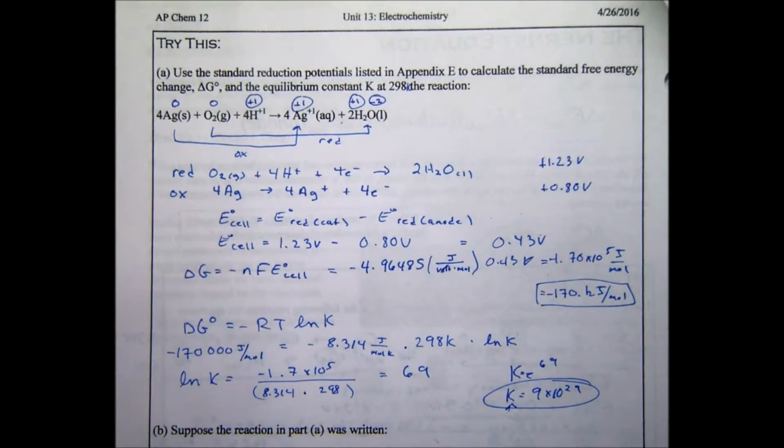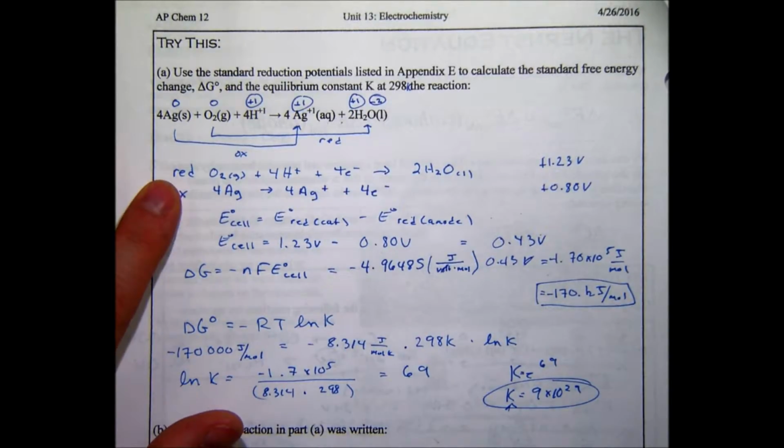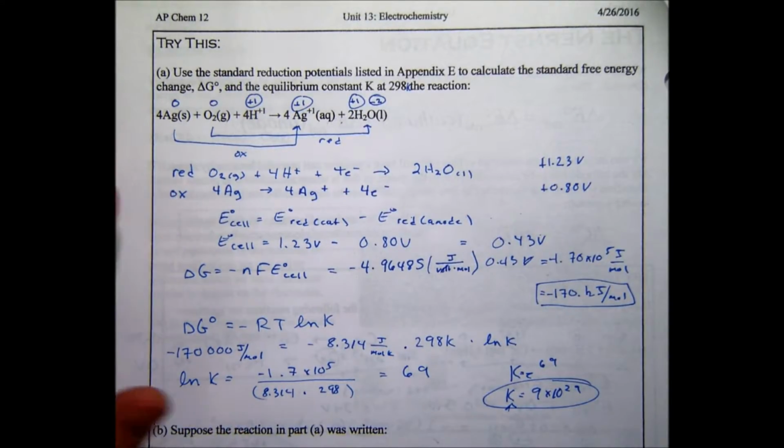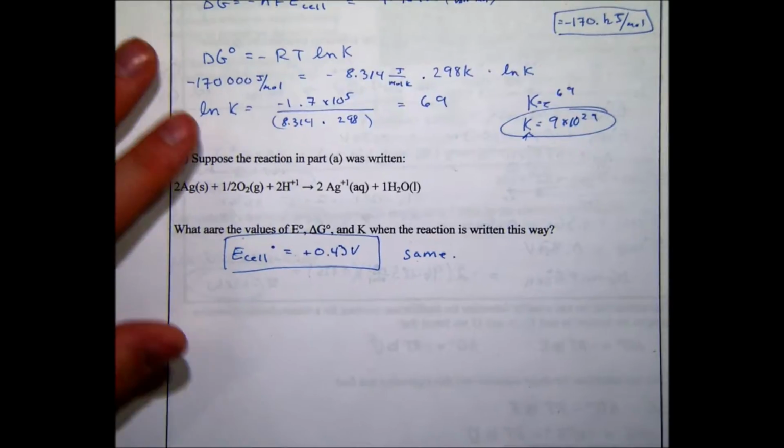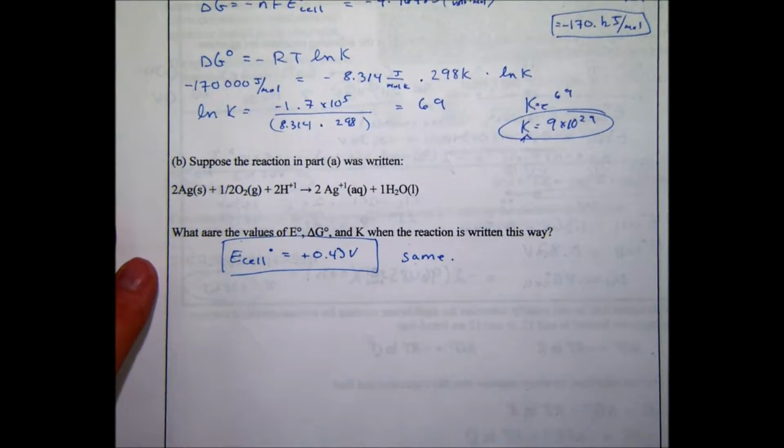Because if you look up, even if you were to take these values and cut them in half, the only thing that will really change is the thermodynamics of it, or anything that's an extrinsic property. But because these half reactions do not change, we don't really have to do anything. So Ecell is going to be the same.